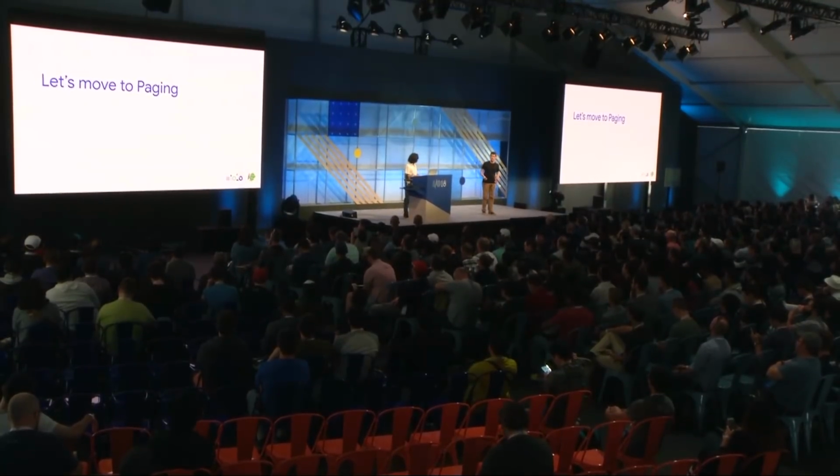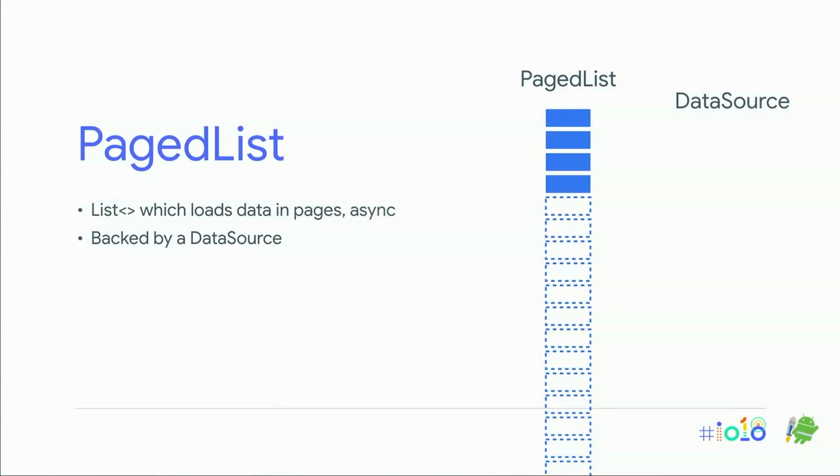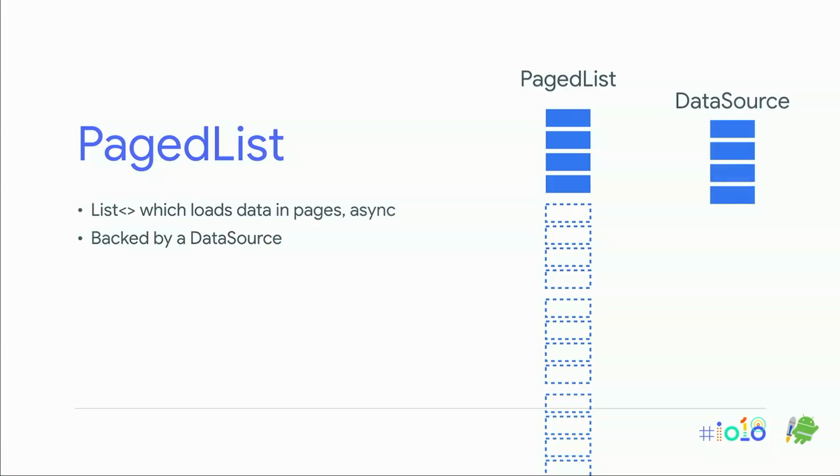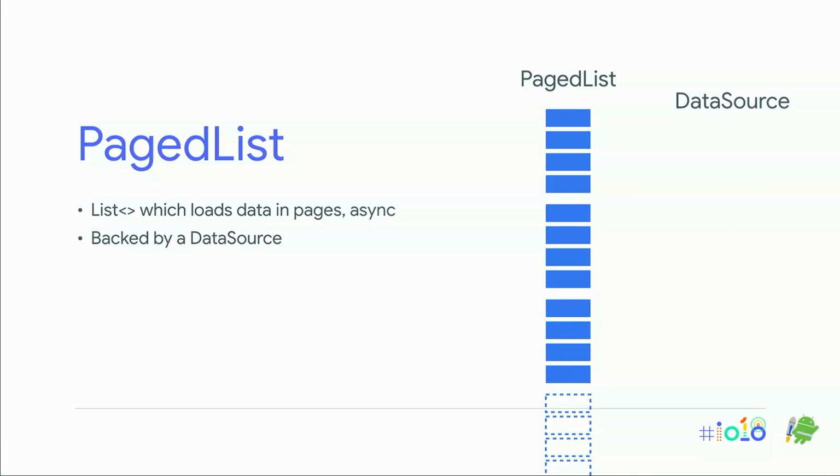you also started out with, this isn't good enough. So let's look at what this looks like when you're using the new paging library. So first of all, the most important component of the paging library is the paged lists. And this is a list that implements the list interface, but it loads data in pages asynchronously. It's backed by a class called a data source that provides data as the paged list needs it, swaps it in, and updates the list.